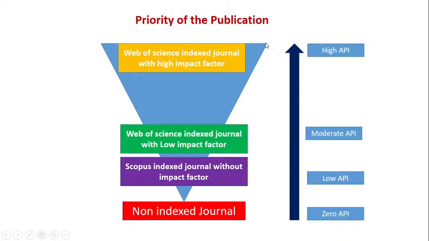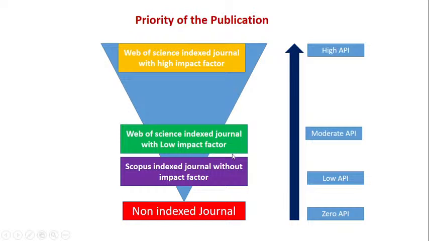So I am putting the order as an inverse triangle. At the bottom there is no credit, so I am putting API there. If you publish any paper in a non-indexed journal, there is no credit, so you have 0 API. Suppose you published a paper in a Scopus indexed journal without impact factor, you will get a low API, which means 5 points.